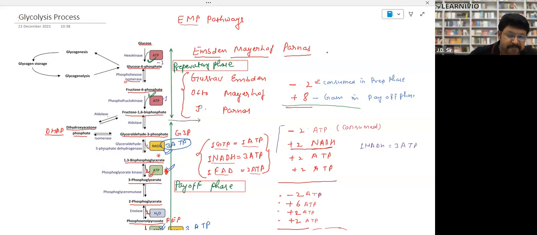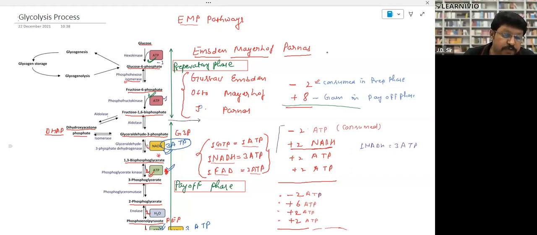Again, now the fructose 6-phosphate converts into fructose 1,6-bisphosphate. Again, 1 ATP is consumed here. Minus 1, I have written minus 1 here. Right? One more ATP is consumed here. Now, fructose 1,6-bisphosphate. From here onward, the payoff phase will start.